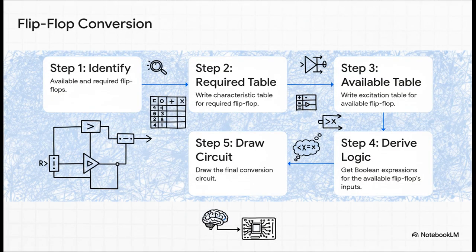Now, this slide shows the formal 5-step engineering process for doing these conversions. We're not going to get lost in the weeds of characteristic tables or logic expressions here. The really crucial point isn't how it's done, but the simple fact that it can be done. This interchangeability proves they're all cut from the same cloth, and it gives designers incredible flexibility to pick the right tool for the job, knowing they can adapt it later if they have to.